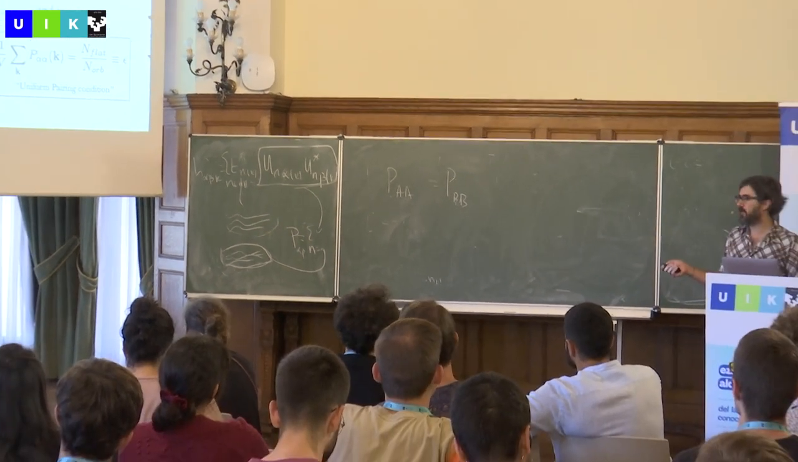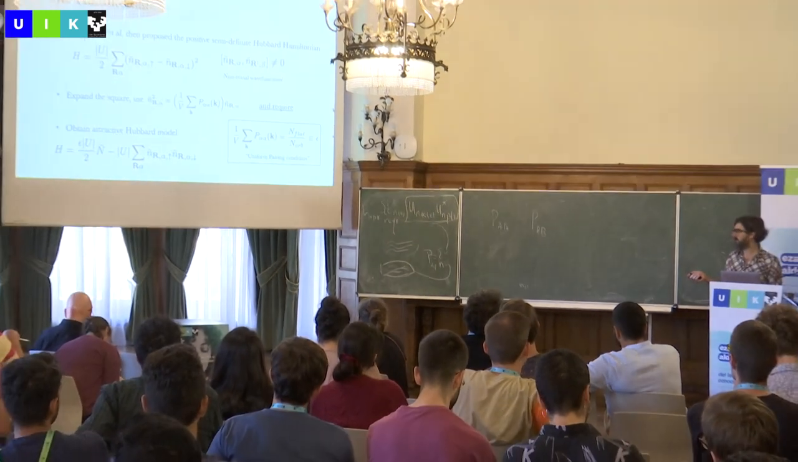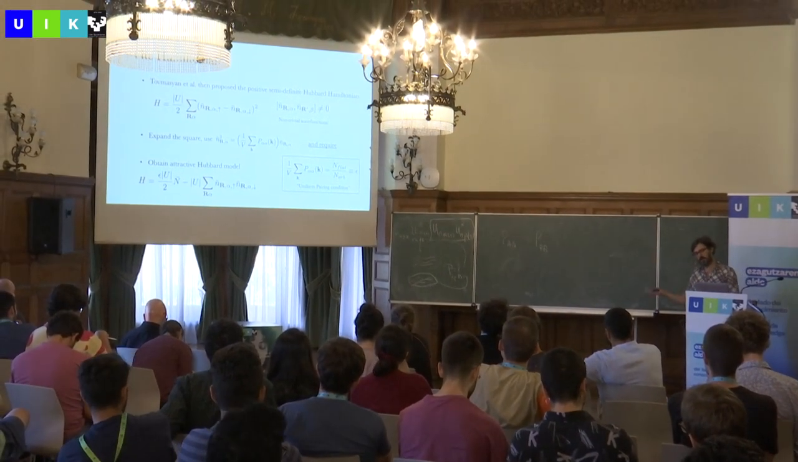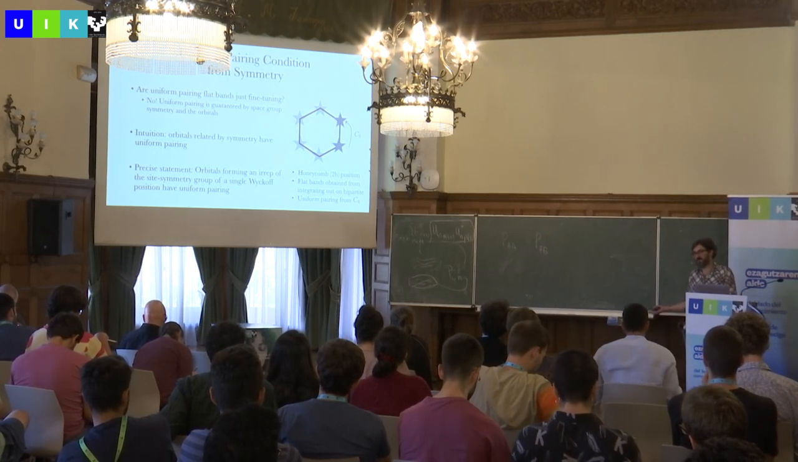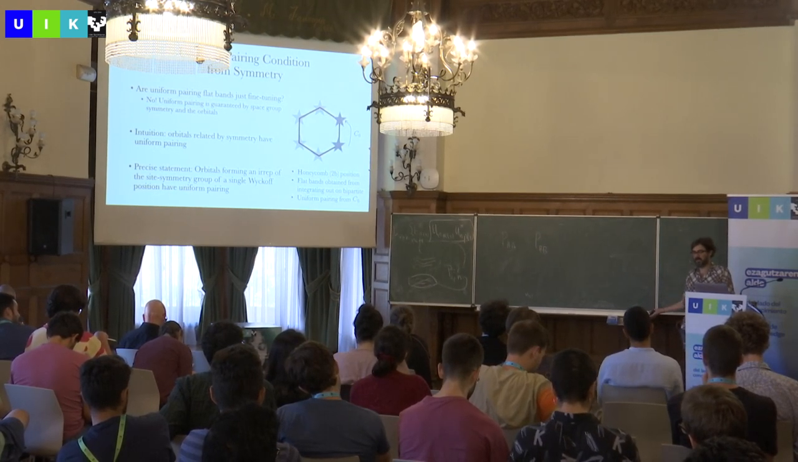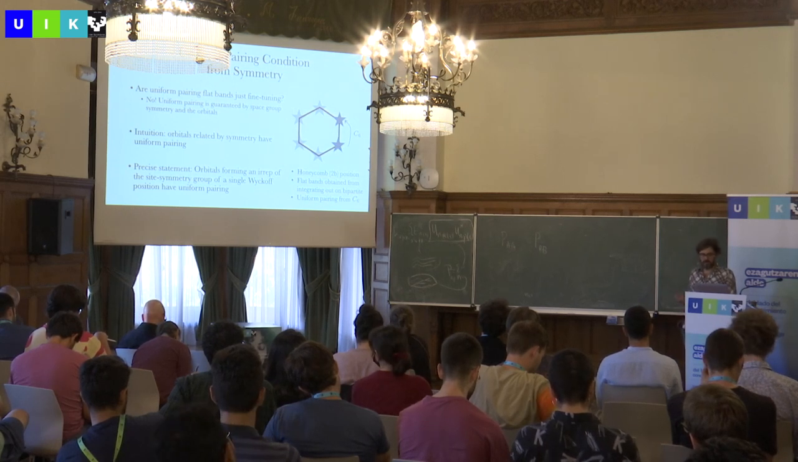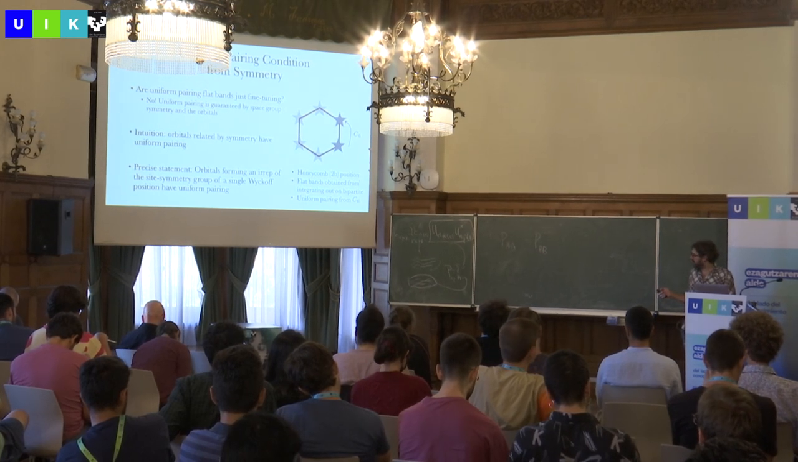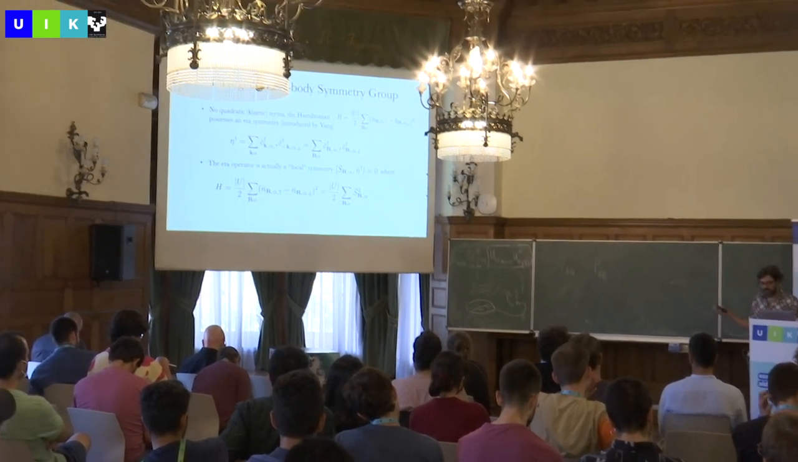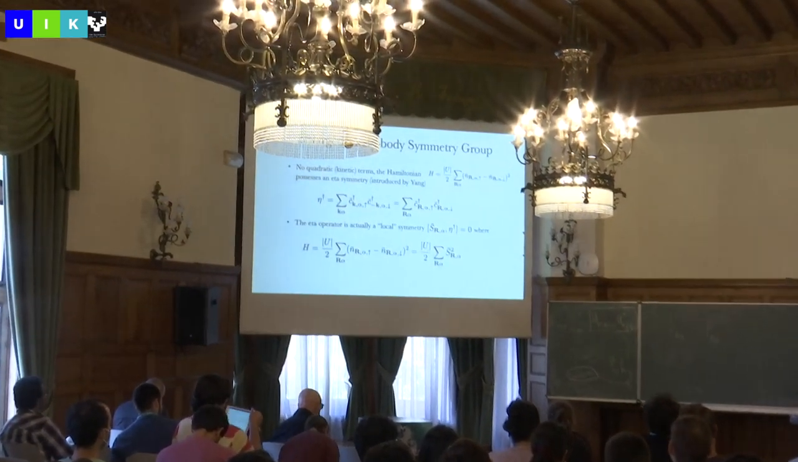Now, it doesn't happen in twisted bilayer graphene. Twisted bilayer graphene is very far from this condition, and there are consequences to that. The spectrum of the twisted bilayer graphene Hamiltonian is not exactly solvable, just the ground state is, and some excitations you can obtain analytically, but there will be features that are different, and we'll get, hopefully, to that.